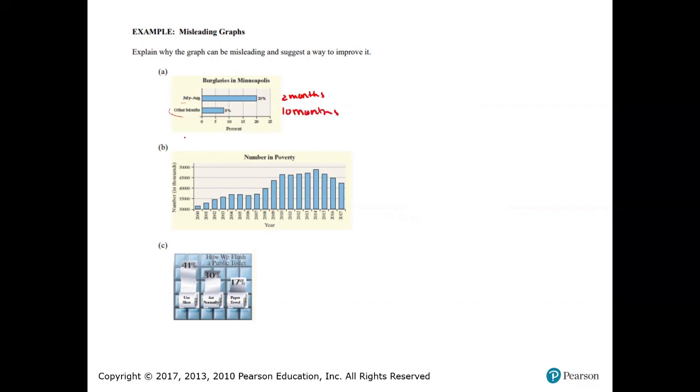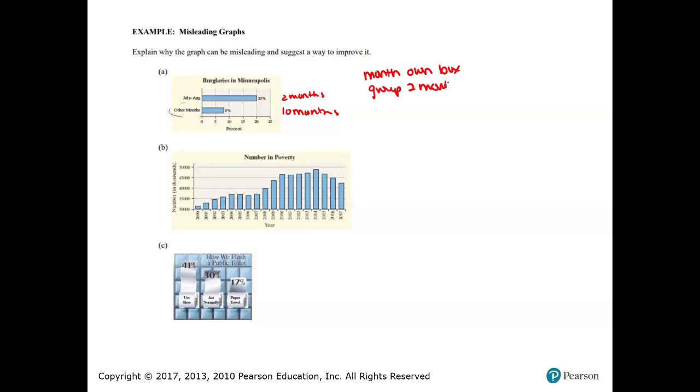So option 1 is I go month by month, so each month gets its own box. Or I could do it in groups of 2, grouping 2 months at a time.